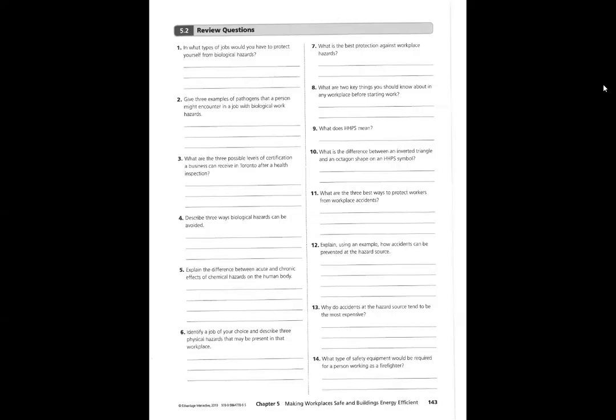Remember, we looked them up? You could look up what the different symbols mean as well. And question number 10 was worth 2 marks. Question 11 says, what are 3 best ways to protect workers from workplace accidents? Okay, these are ways that you should be aware of before you go into any workplace. You want to know the best way to protect yourself from workplace accidents when you step onto a job, and to keep yourself safe.